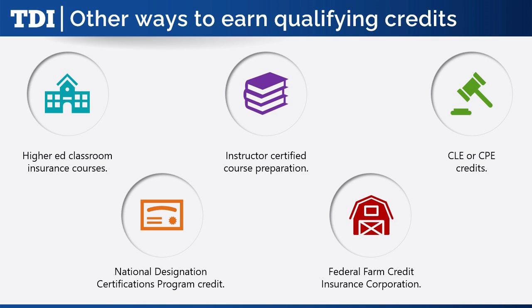We will also grant hour-for-hour credit for insurance-related CE taken by courses approved by either the State Bar or the State Board of Public Accountancy. For escrow officers, this is also extended to the Real Estate Commission courses. TDI will grant licensed continuing education credit for successfully completing courses certified or approved by the Federal Farm Credit Insurance Corporation on an hour-for-hour basis.